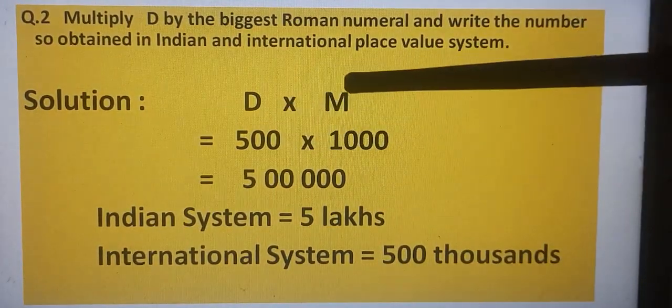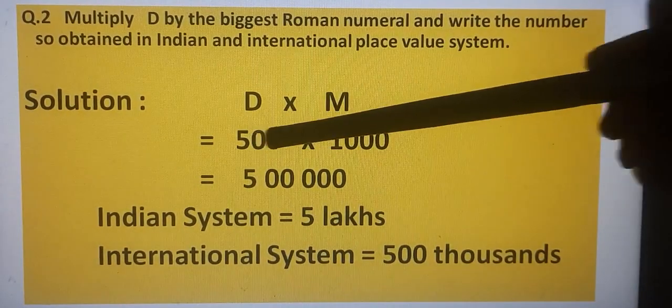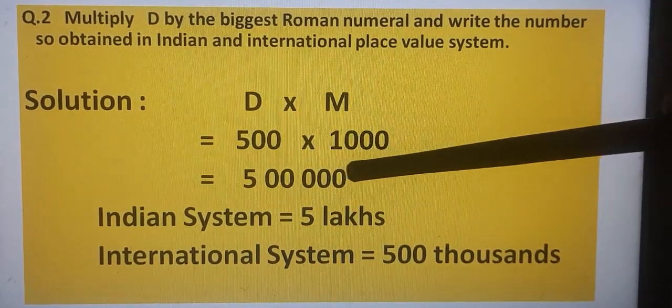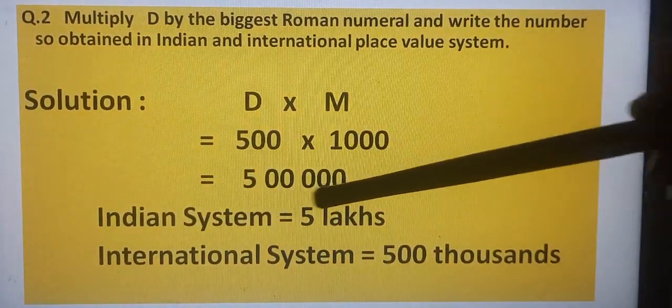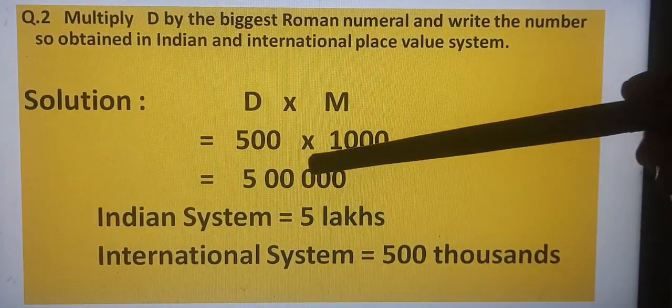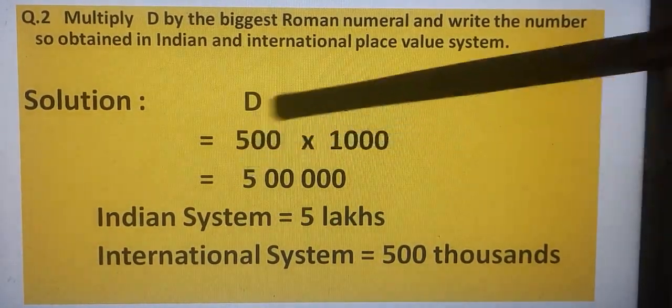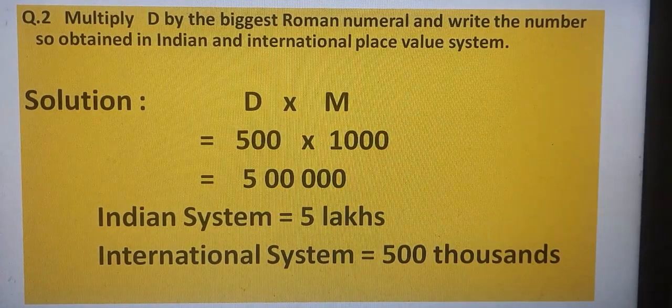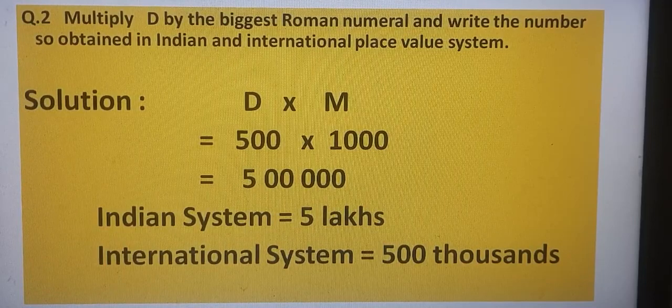D is 500, M is 1000. 500 multiplied by 1000 is 5 lakh. In the Indian system it will be written as 5 lakhs, and in the international system, ones, tens, hundreds, thousands, ten thousands, hundred thousands, it is 500,000.